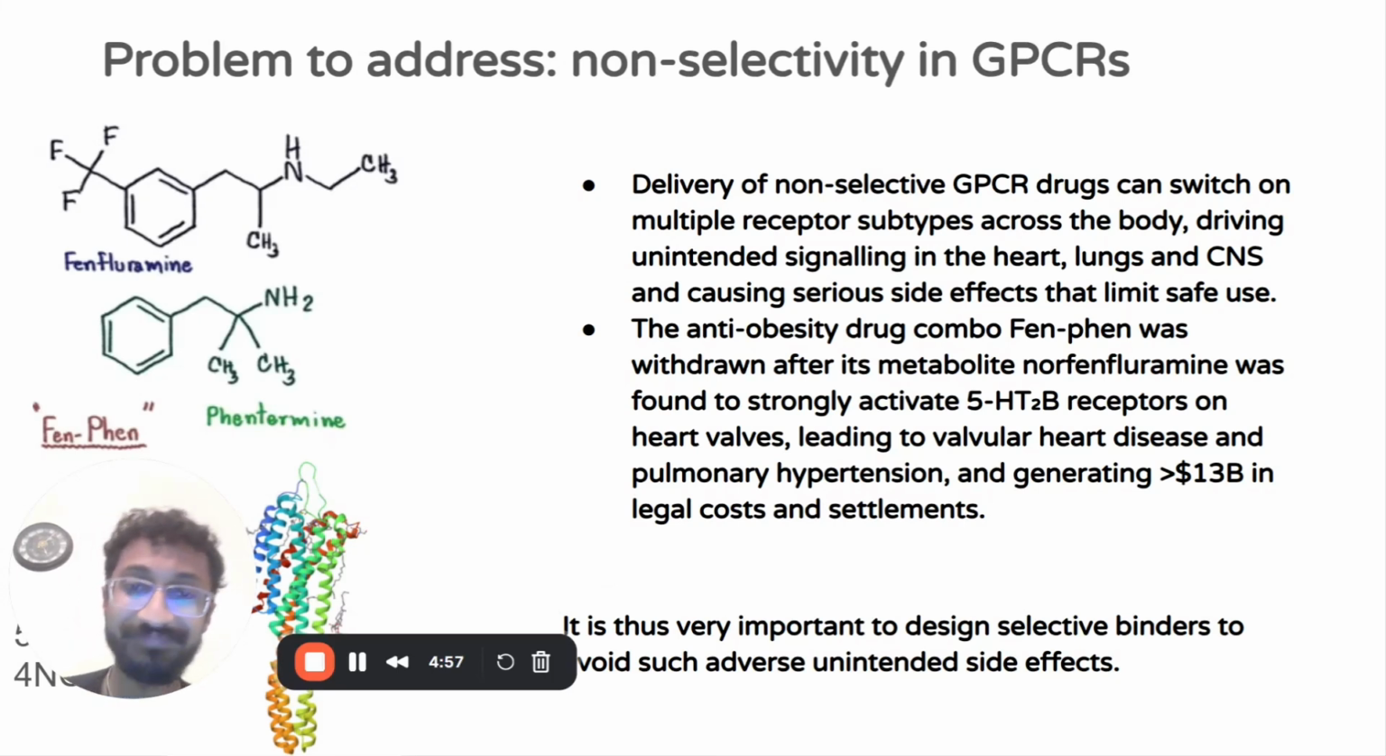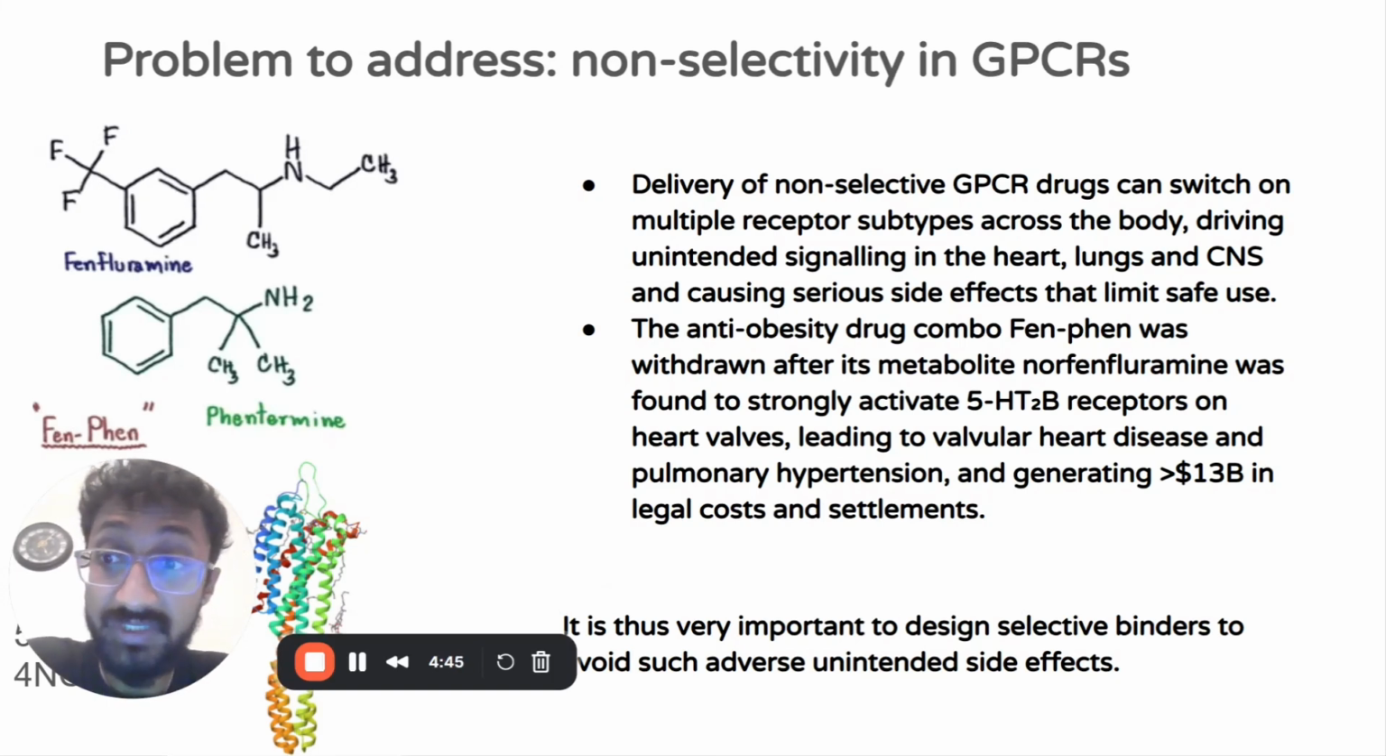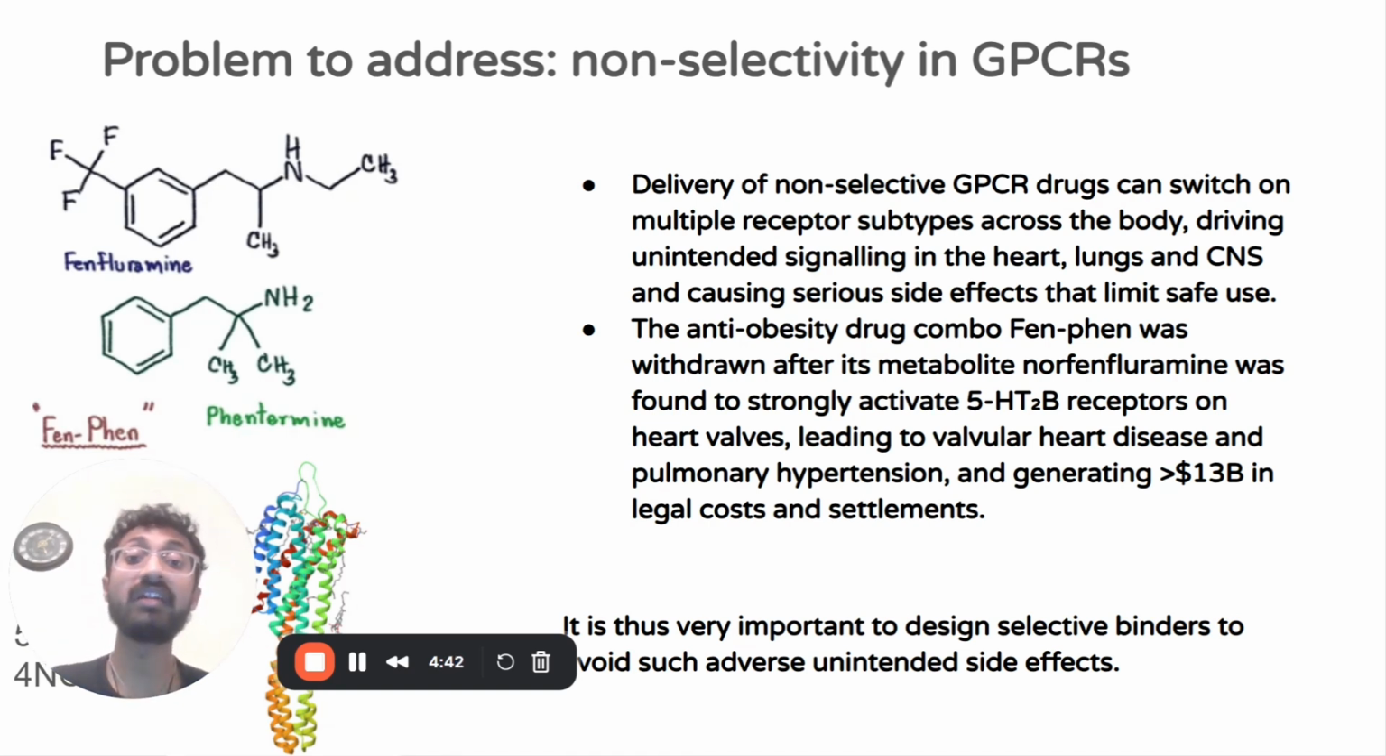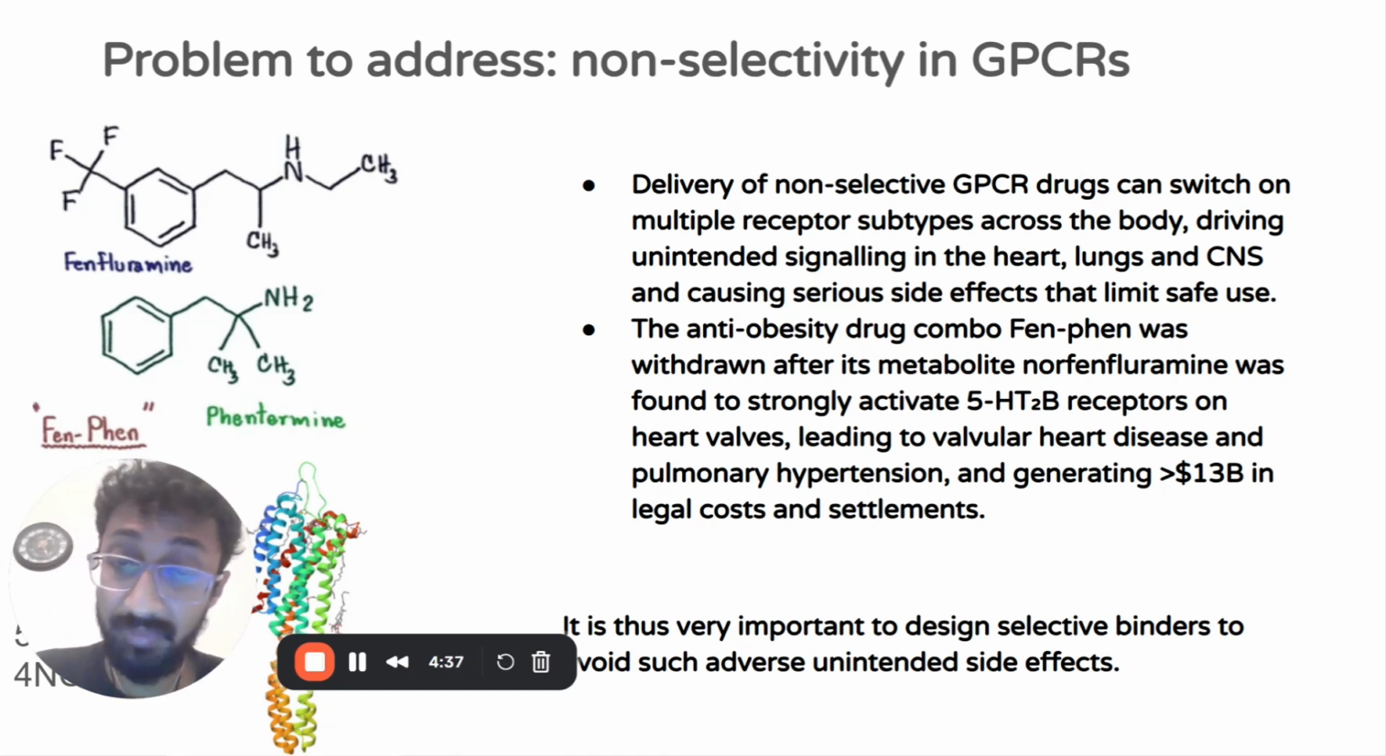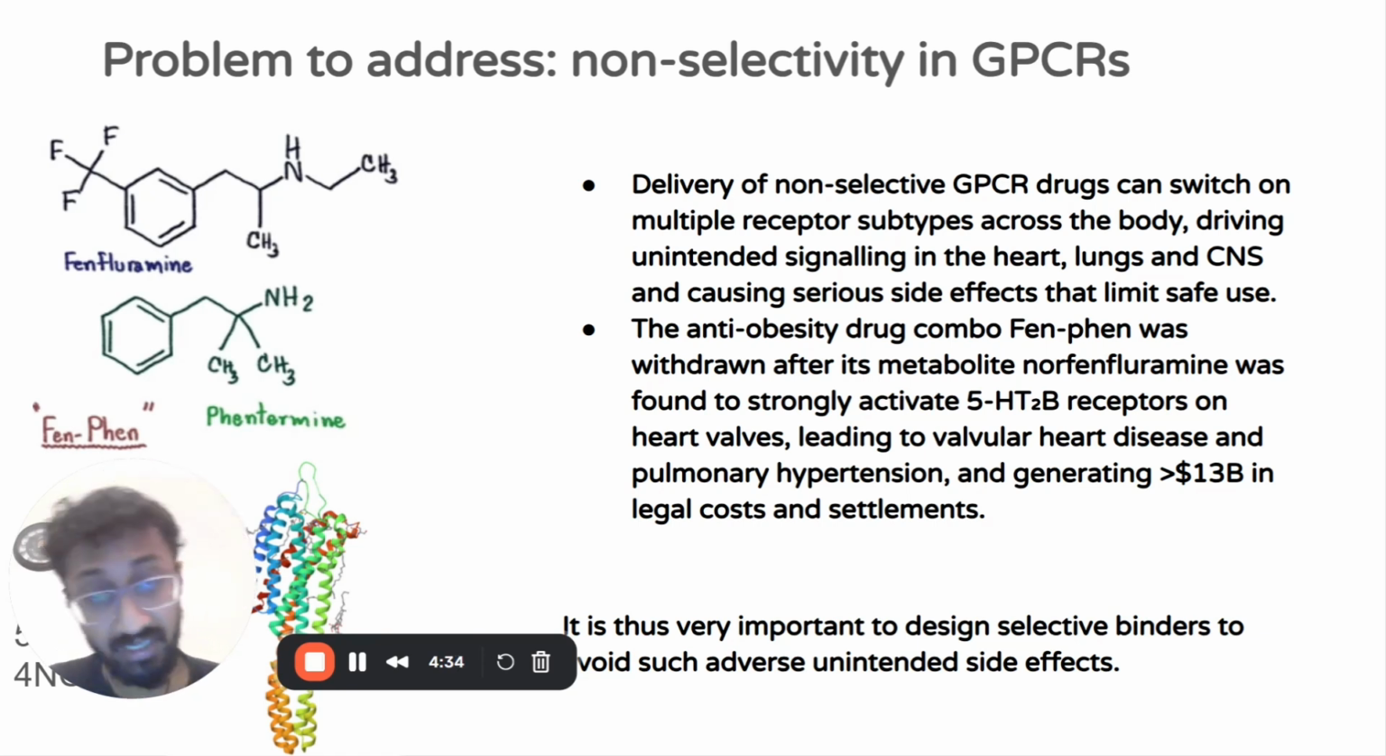Hi, my name is Hari Prakash. Non-selectivity in GPCRs is a big problem. GPCRs are signaling proteins, and one of the proteins that we focused on for this hackathon. Delivery of non-selective GPCR drugs can end up switching on completely unintended receptor subtypes and having serious side effects. A great example was the anti-obesity drug in the 90s, fen-phen, which was withdrawn after it ended up activating receptors on the heart valves, leading to heart disease and hypertension, and generating $13 billion in legal costs and settlements. It's thus really important to design selective binders to avoid such issues.